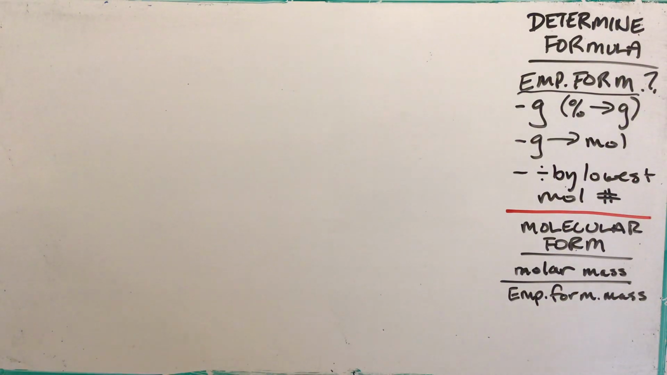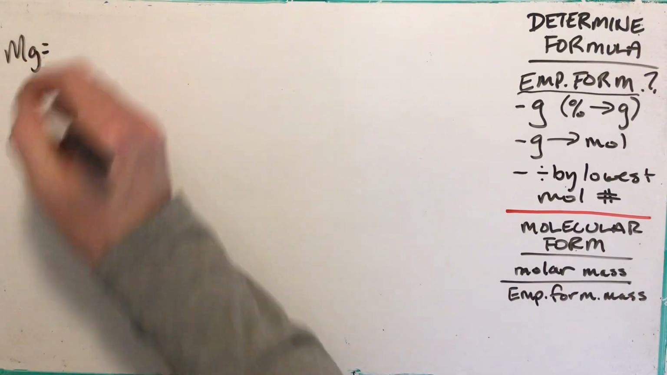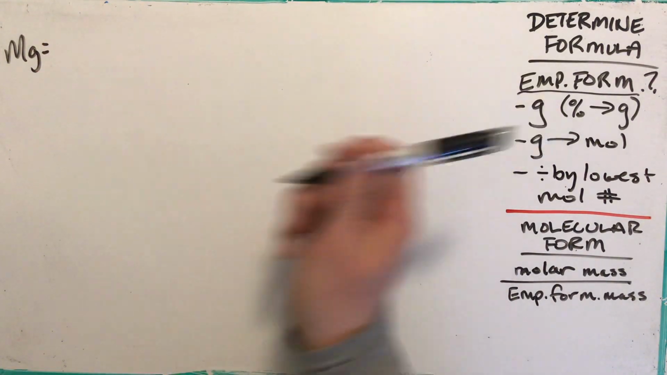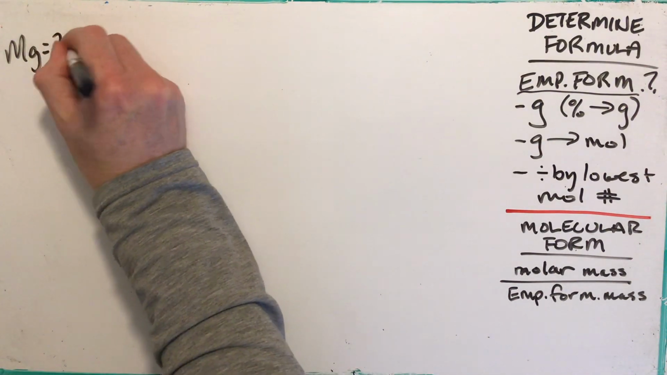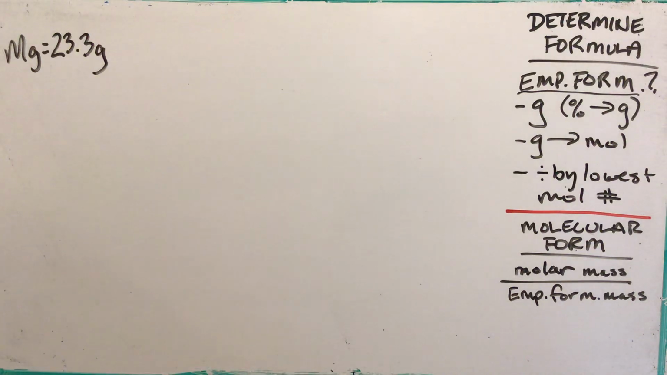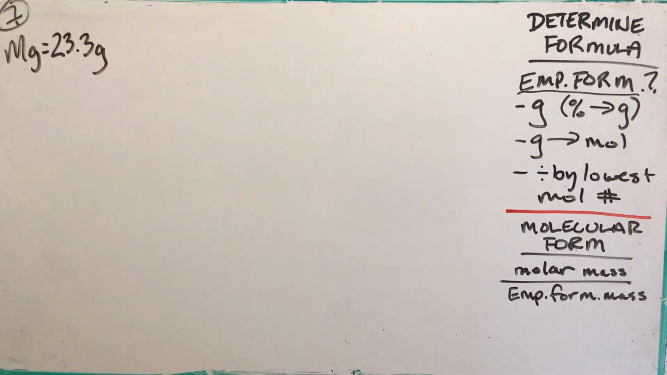And number 7 basically says, you've got a compound and it gives you the percent composition for each element. So for magnesium, the percent composition was 23.3%. And again, we take that and we turn it directly into grams. So 23.3% simply becomes 23.3 grams. Also, sorry, this is number 7. All right, so number 7, magnesium.